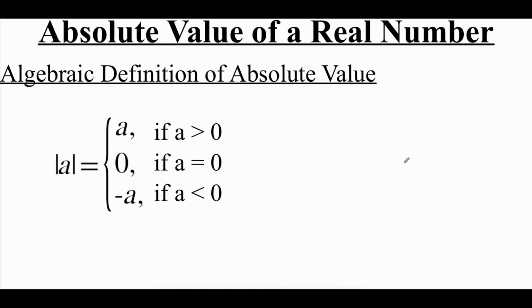So algebraically, here's how we're going to define the absolute value. This is a piecewise defined function, so it's a function made up of multiple pieces representing the absolute value of some number a. The first piece says that the absolute value of a is just a if that a value is positive, if it's greater than 0. So like when we looked at the absolute value of 3, we got just 3 as our answer.